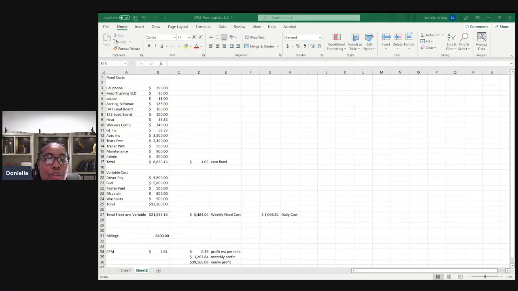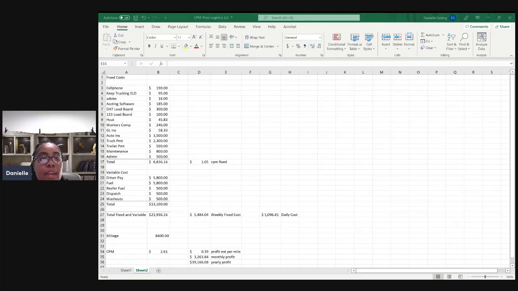So if you look at the screen, $8,836 is the total fixed cost. The only thing I did was I said this truck can run an estimated mileage, which is at the bottom there, of 8,400 miles a month. So on average, the truck runs 8,400 miles a month, about 2,100 a week. If you take the amount, 8,836 in fixed costs, and you divide it by the mileage, 8,400, that is how you get $1.05 cost per mile fixed. So for every load you take, $1.05 has to go to fixed cost. That is your bottom line to keep your truck moving.